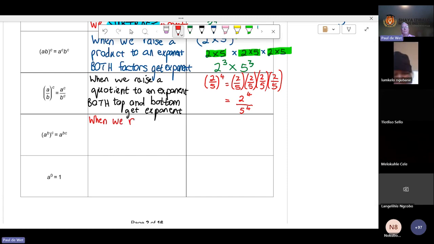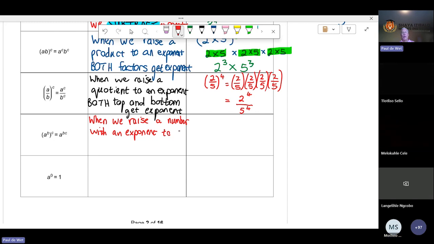Now, this one. When we raise a number with an exponent to an exponent, we multiply the exponents.